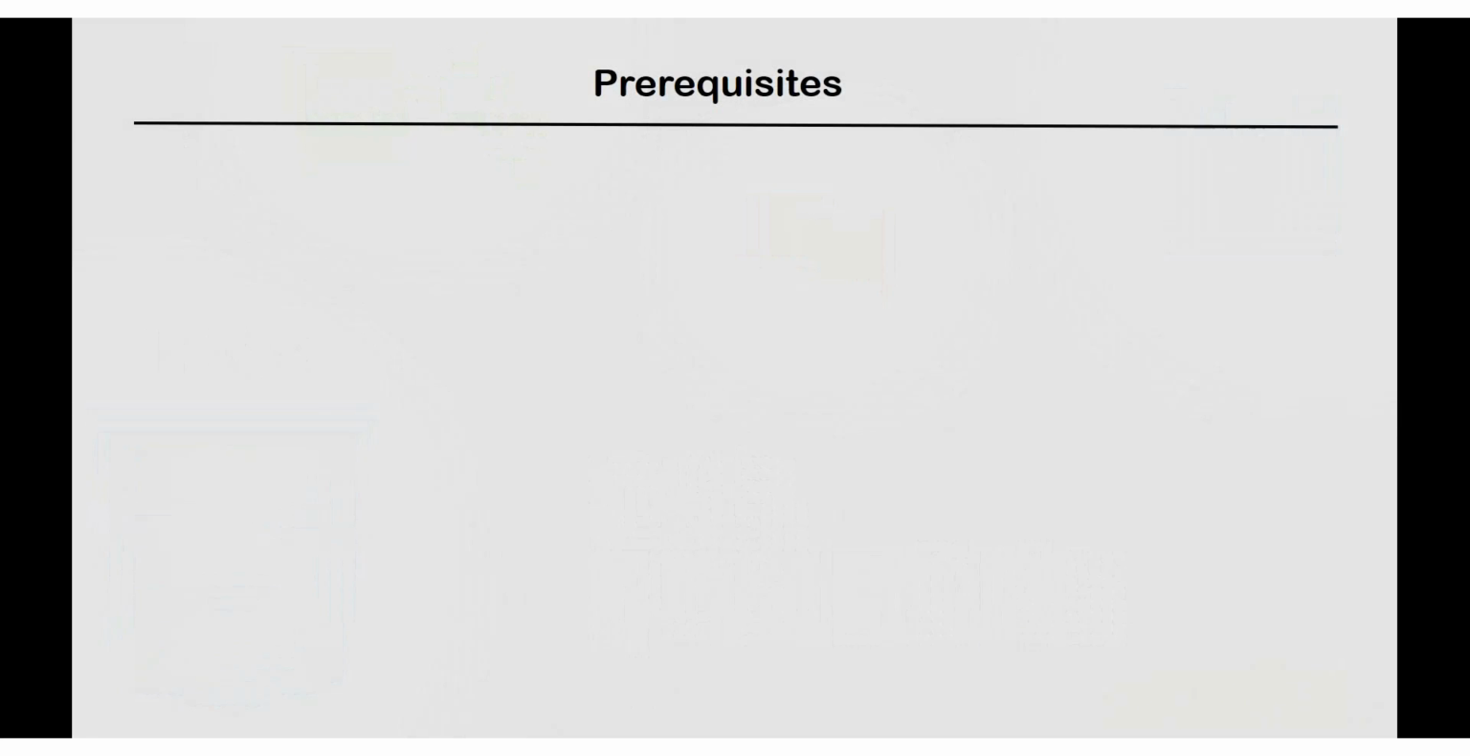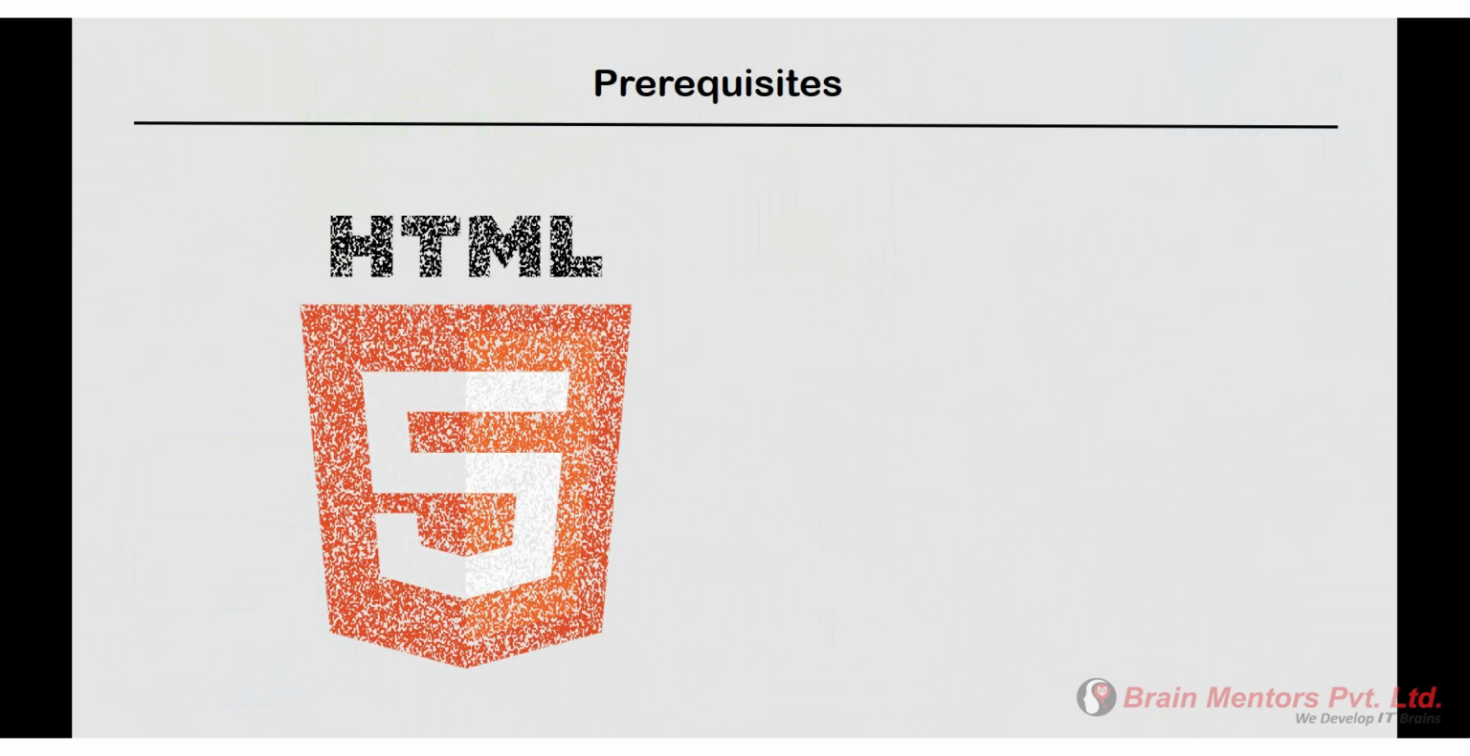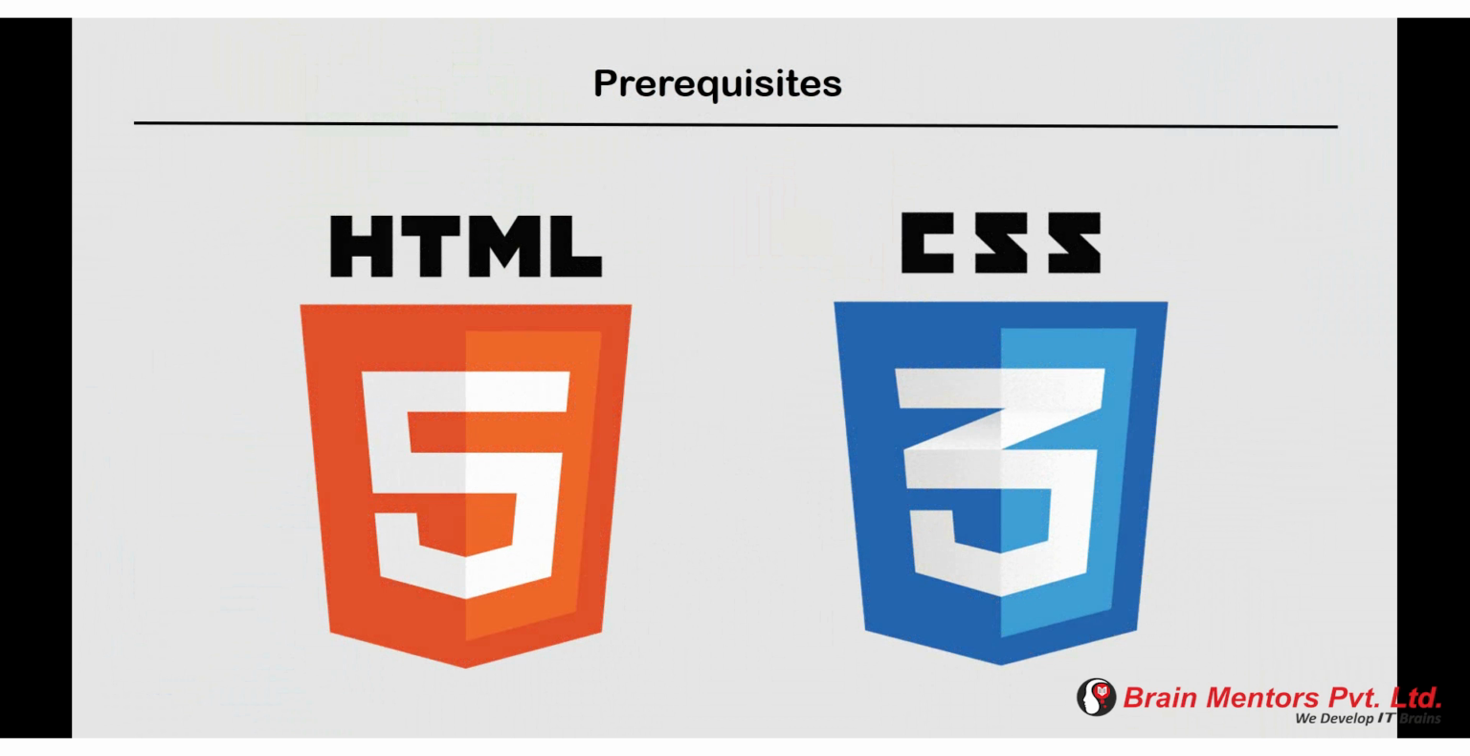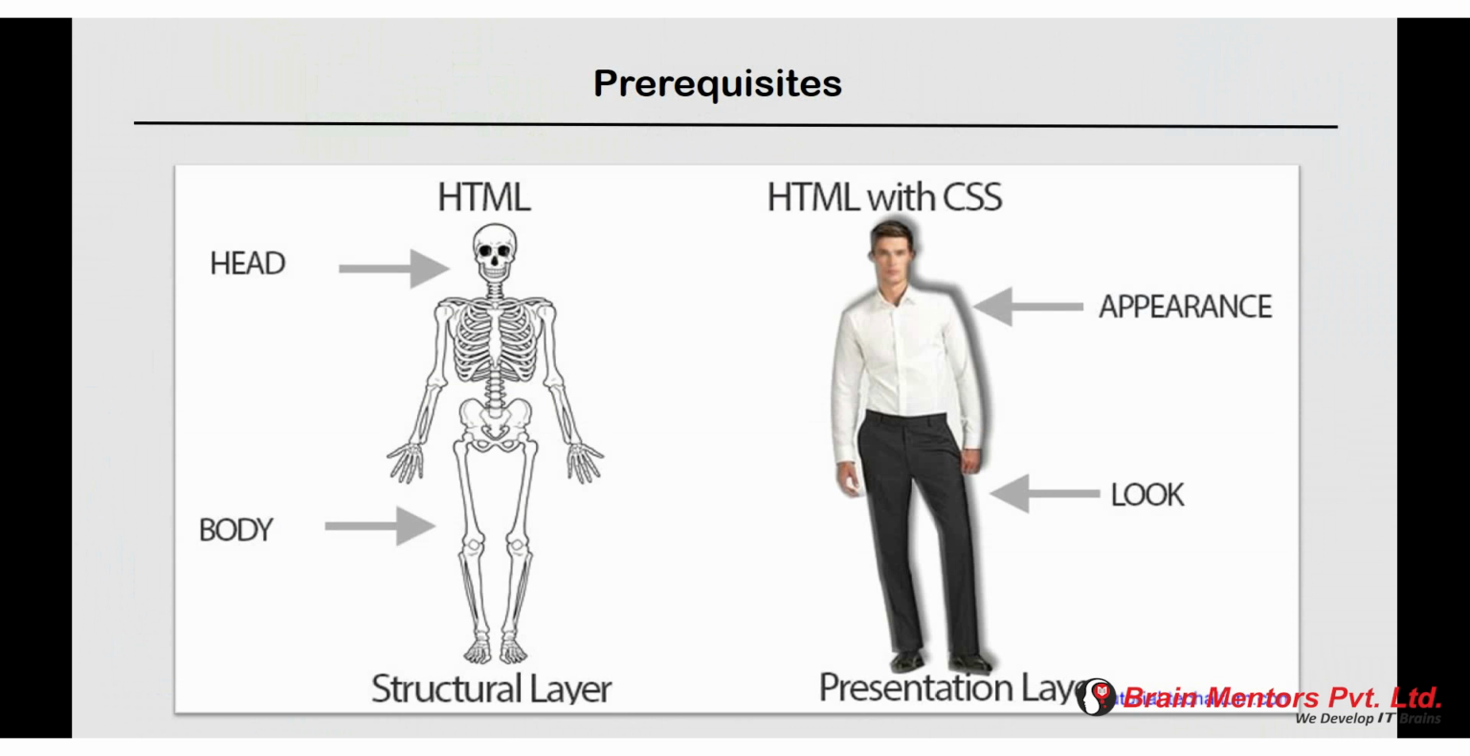Prerequisites to learn CSS positions are HTML and CSS. HTML stands for Hypertext Markup Language, and with HTML you can create the structure of your website. And CSS stands for Cascading Style Sheets, and with CSS you can style or design an HTML document. That's why HTML is called a structure layer and CSS is called a presentational layer.